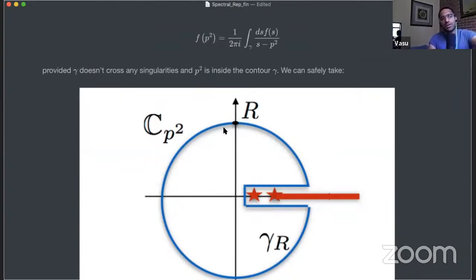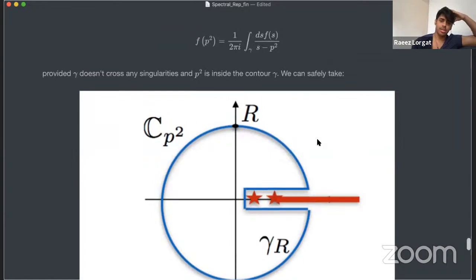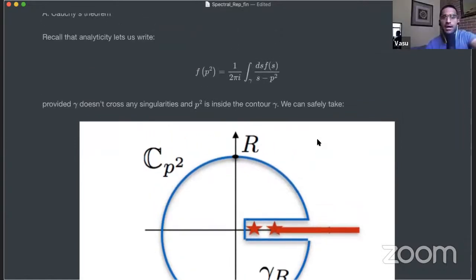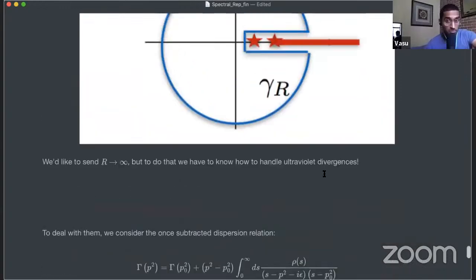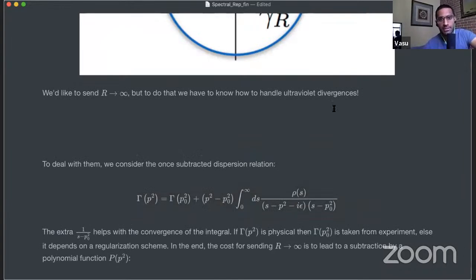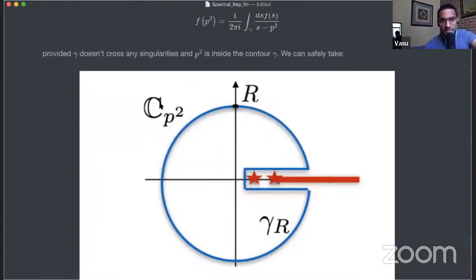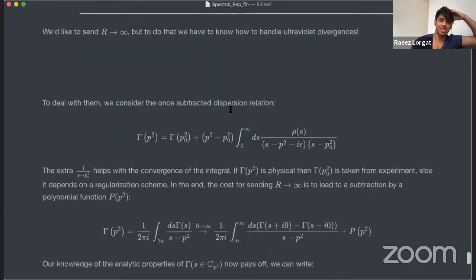And what you want to do is not keep this Pac-Man contour, but blow it up, take R to infinity. Why you want to do that is because the spectral density is given by an integral over s from 0 to infinity, right? You want this to stretch out. But in order to do this well, you need to be able to account for ultraviolet divergences, right? Because this is the energy plane. Behavior at large energy, to put it in more pedestrian terms.